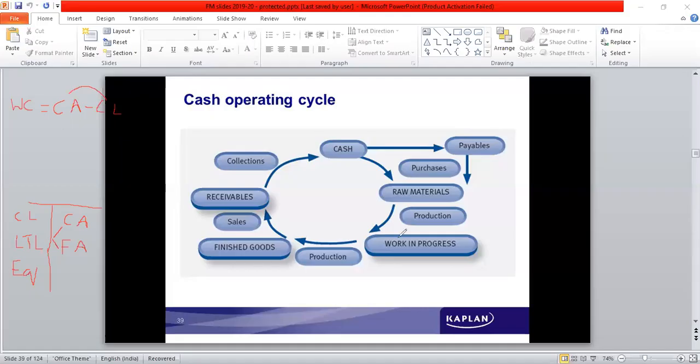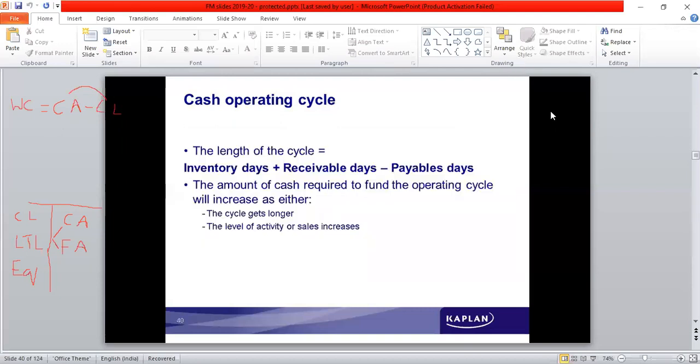So after they get converted into cash, the criteria is to meet the current liabilities. Over and above that, anything which is available will be taken for meeting their day-to-day expenses, working capital. So the cash operating cycle expressed in terms of number of days can be expressed as inventory days plus receivables days minus the payables days. So inventory days plus receivable days minus payable days talks about the cash operating cycle.